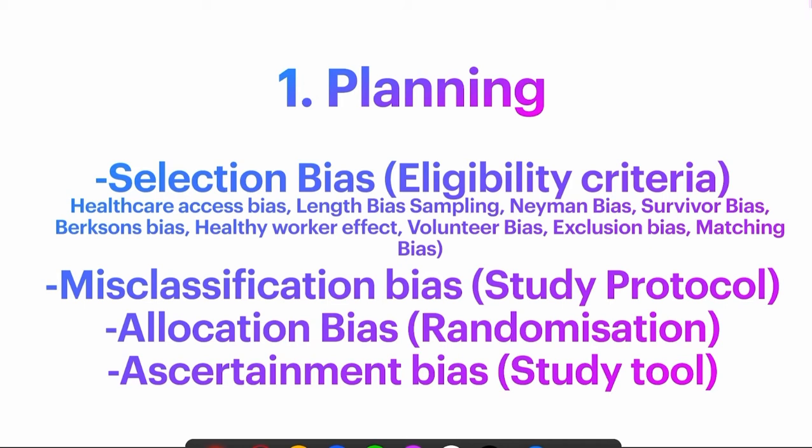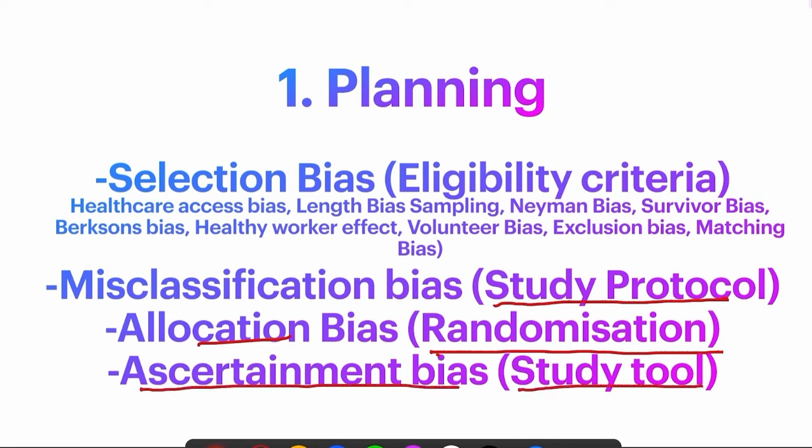Other types of bias which we can eliminate at the planning stage are the misclassification bias, which can be minimized by a good study protocol, and the allocation bias, where the method by which participants are allocated to the study and control group has been biased. So that is allocation bias. It can be minimized only by randomization. And in the planning stage, we can eliminate ascertainment bias by a good study tool. So these are all the common biases, out of which selection bias is the most common at the planning stage.